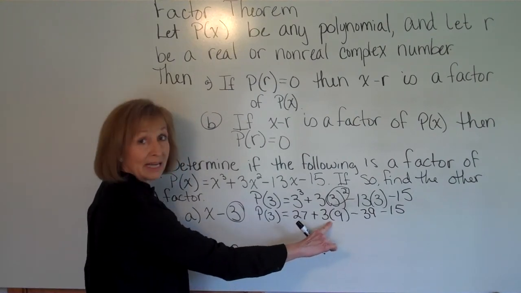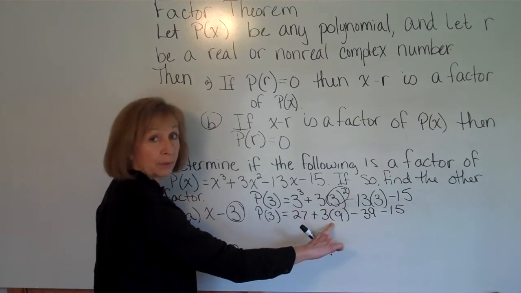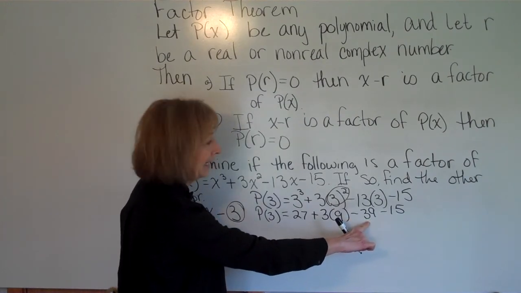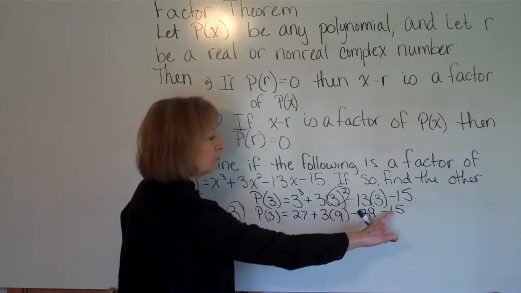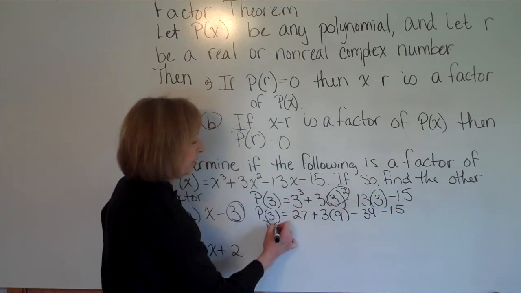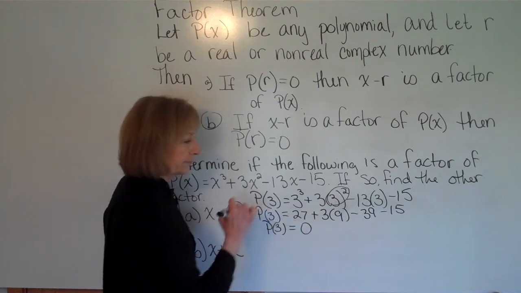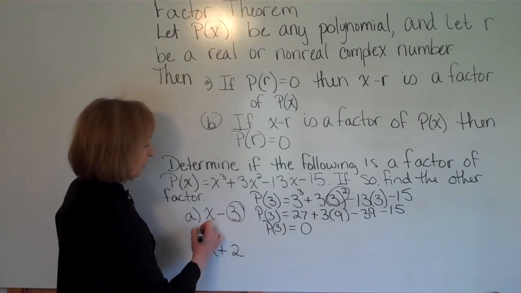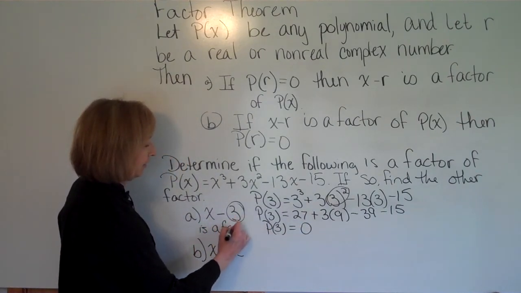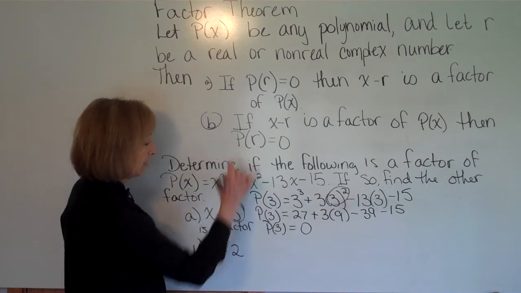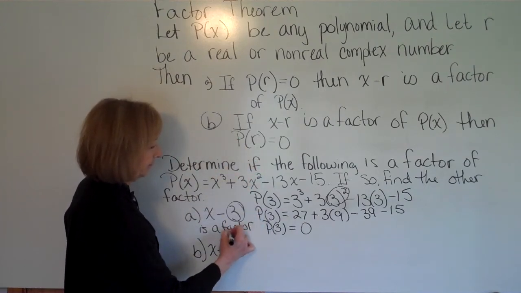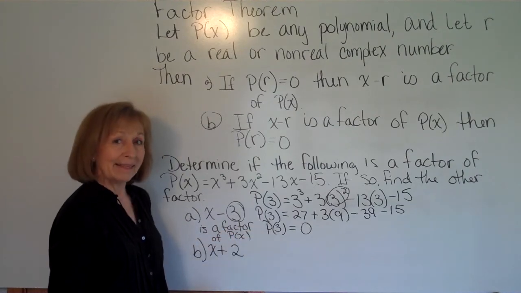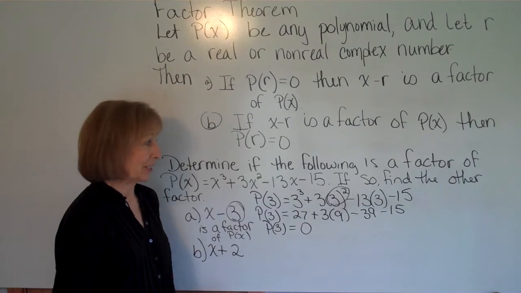Now 3 times 9 is 27. 27 plus 27 is 54. 54 subtract 39 is 15, and 15 subtract 15 is 0. So p of 3 comes out to be 0. So since p of 3 came out to be 0, that means that x minus 3 is a factor of that polynomial p of x. And the way I can get the other factor is by synthetic division.